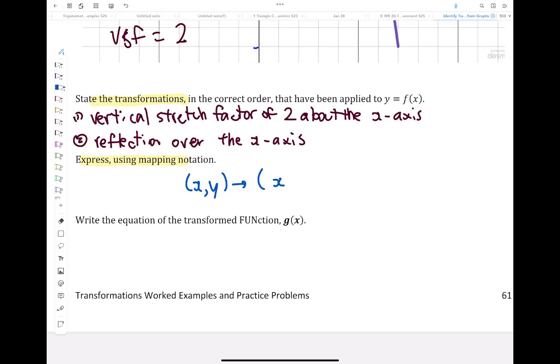I do suspect there's going to be a shift of some type, so I'll put a plus h here. And then for the y, we see we've got a vertical stretch of 2. So that's going to give me a 2y, but I've also got a reflection over the x-axis, which means I'm changing the sign on the y. So that'll be a negative 2y. Again, I don't know if there's been a shift, so I'll put the plus k.